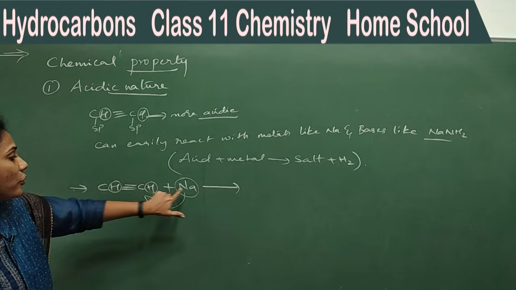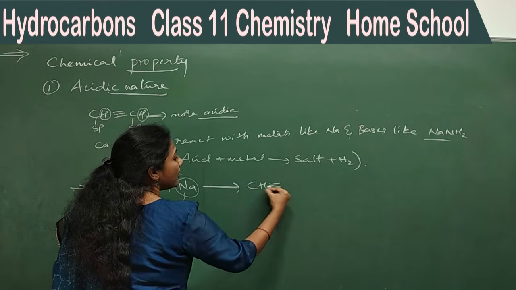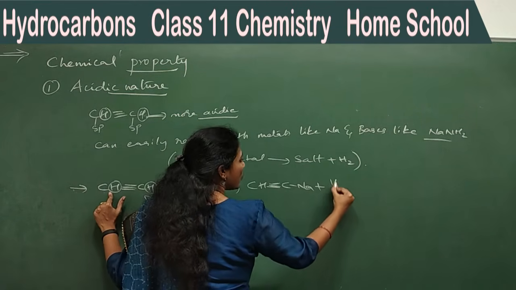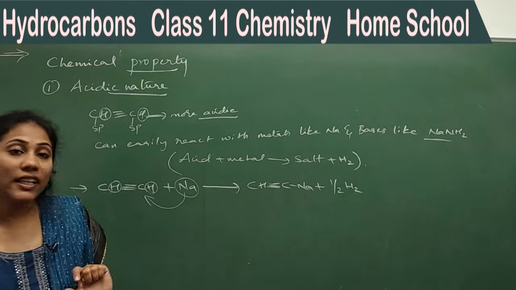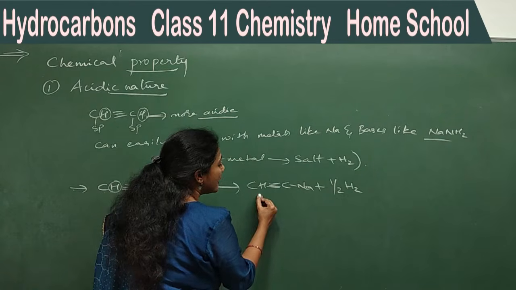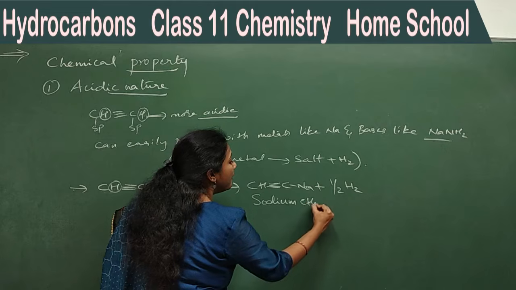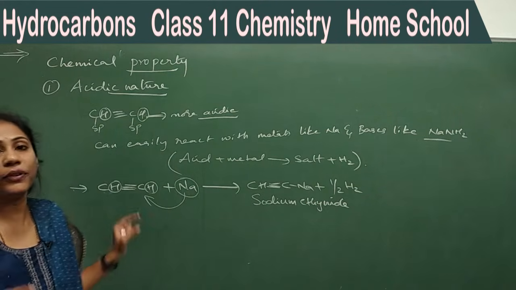In the place of hydrogen, this sodium goes. So what is the product you get? HC≡CNa, plus hydrogen. So I write it as half H2 just to balance the equation. Clear? So this is the salt you will get. The name of this salt is sodium ethynide. Okay, so this is the salt you will get.